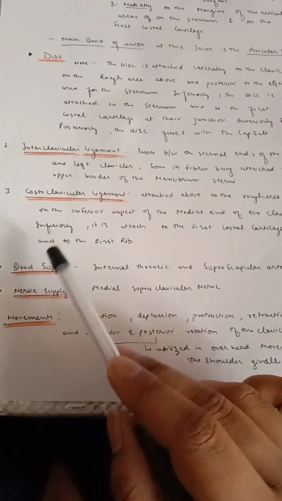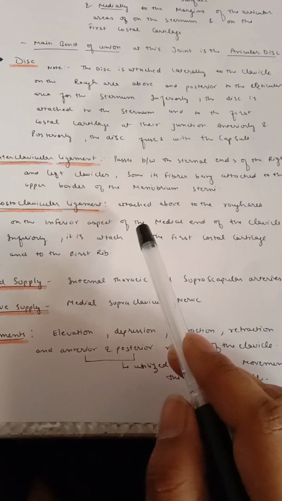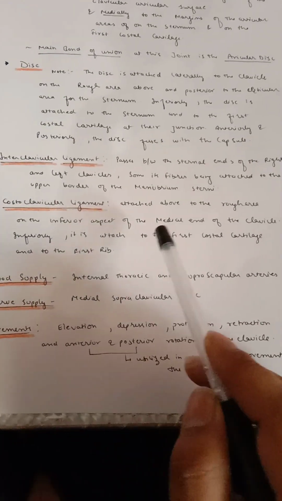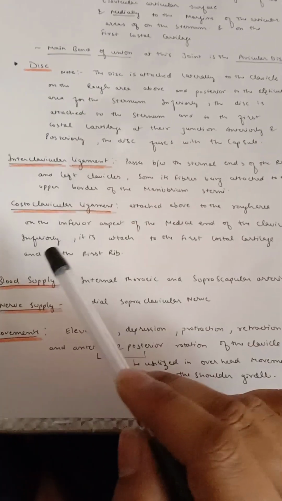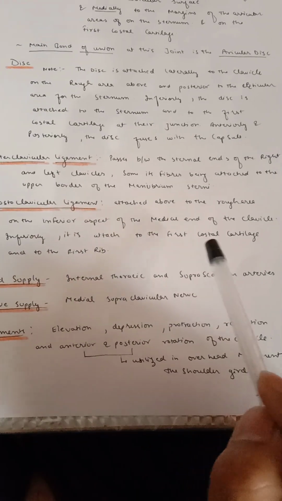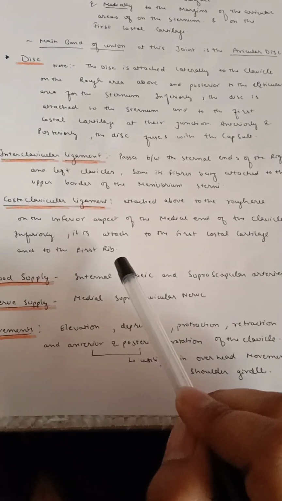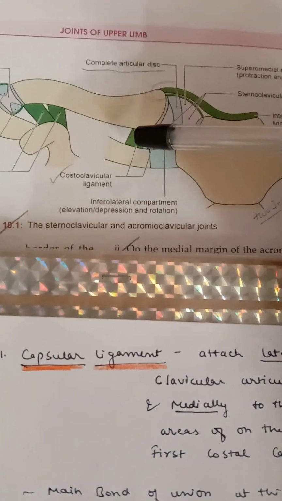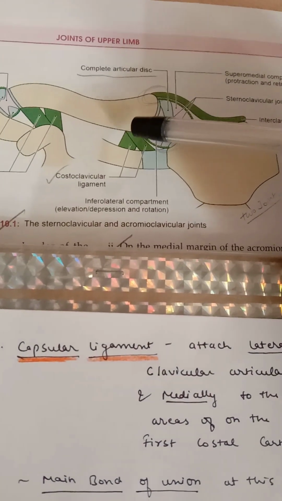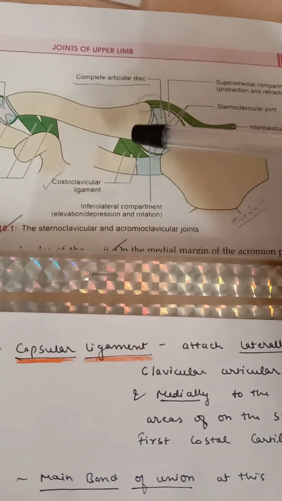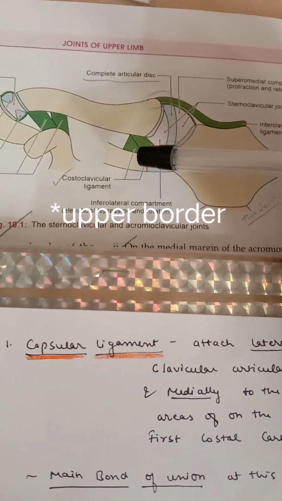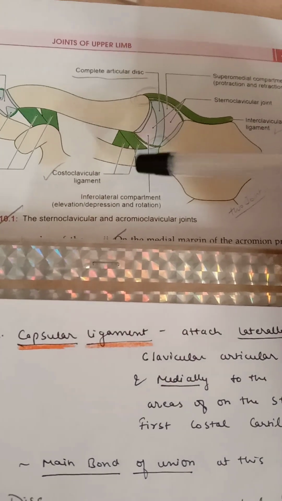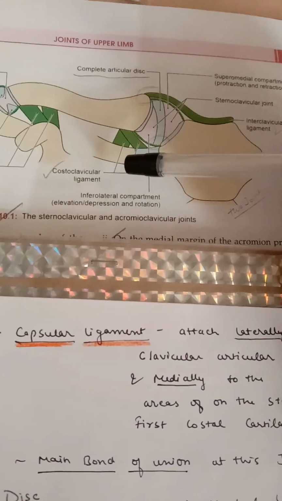So next is the costoclavicular ligament, attached above to the rough area on the inferior aspect of the medial end of the clavicle. Inferiorly, it is attached to the first costal cartilage and to the first rib. So here is the costoclavicular ligament, which is attached to the inferior aspect of the sternal end of the clavicle, and inferiorly it is attached to the first costal cartilage and the first rib. Okay.